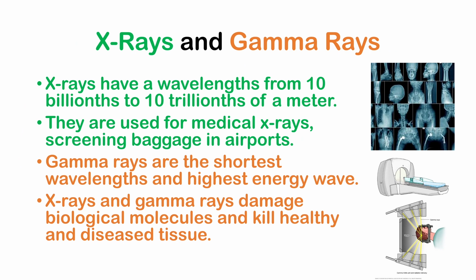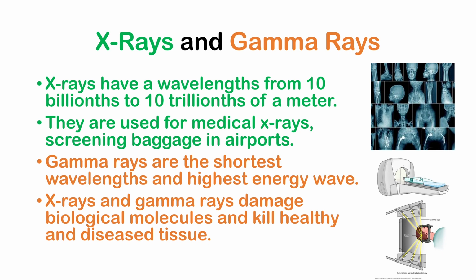X-rays and gamma rays. All right, we're getting to some nasty stuff. The wavelengths are from 10 billionths to 10 trillionths of a meter. That's pretty small, guys. Most of us have had X-rays before. They use them for medical tests. They screen baggage in the airports.